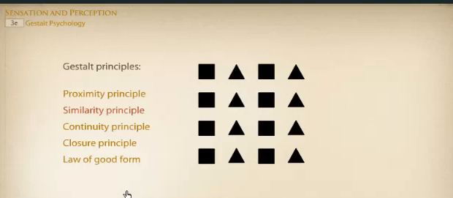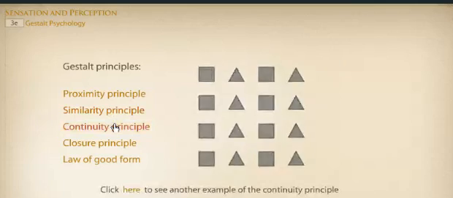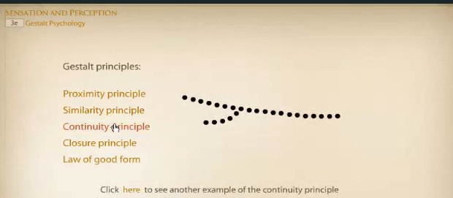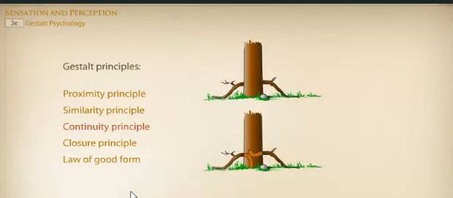Then, the continuity principle. So the continuity principle reflects people's tendency to follow in whatever direction they've been led. Thus, people tend to connect points that result in straight or gently curved lines that create smooth paths as shown here. I'll show you another example of the continuity principle. Although the scene on the top could be created by two branches, as shown below, we tend to assume that there is only one branch because of our preference for continuity.